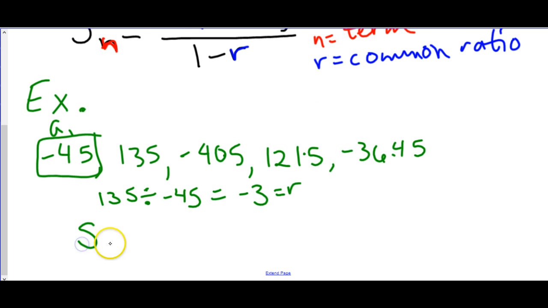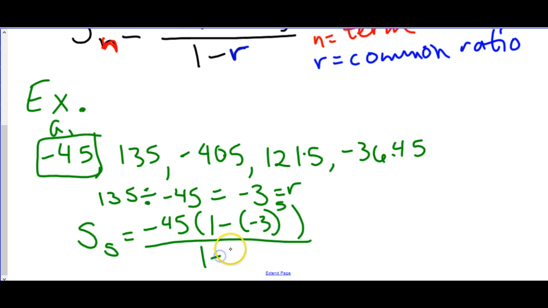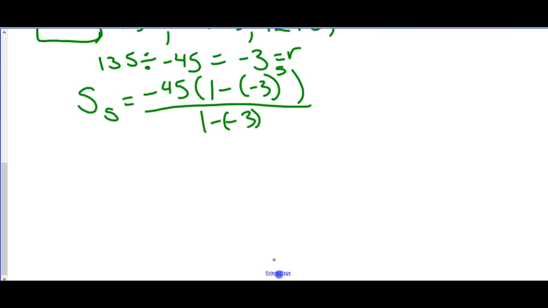So our sum for those 5 terms would be the first term times 1 minus the common ratio, negative 3, to the fifth, because that's how many terms we're working with, all over 1 minus that common ratio again. So we need to simplify this. Negative 45 times 1 minus negative 3 to the 5th. I should say minus 243, because negative 3 to the 5th is negative 243.